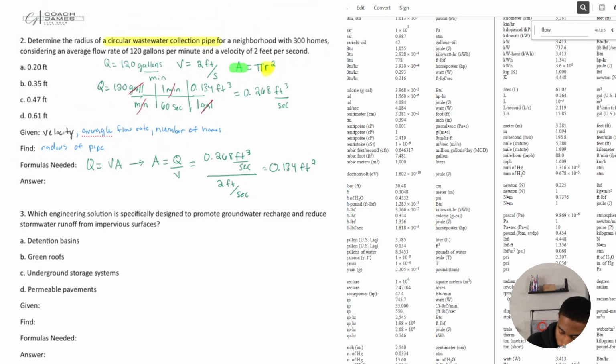Now I have my A. That's what I just solved for. So A, 0.134 feet squared, is equal to pi r squared, where r is the radius of my pipe, which is what I'm trying to get. So when I take this, I get r is equal to 0.20 feet. So the radius of my pipe is going to be 0.2.